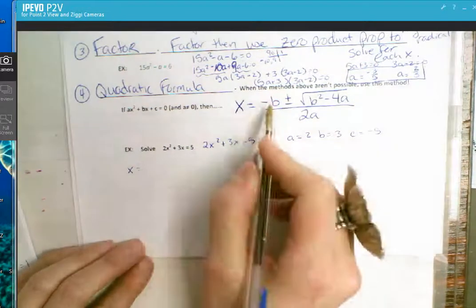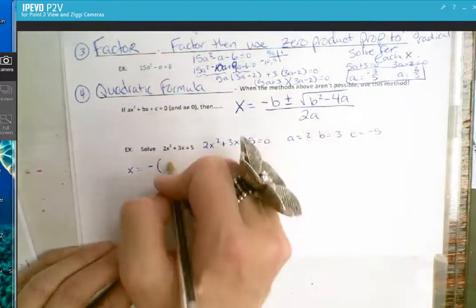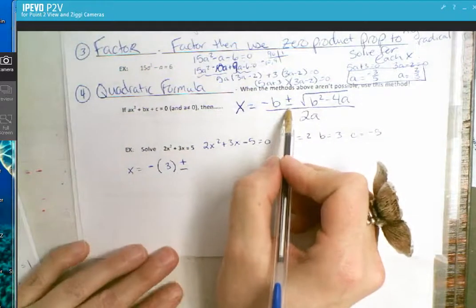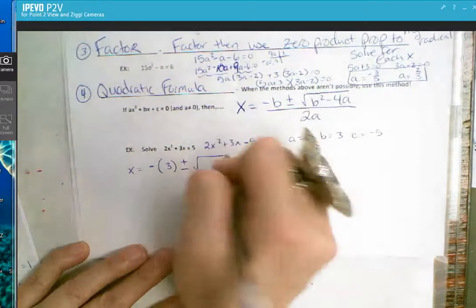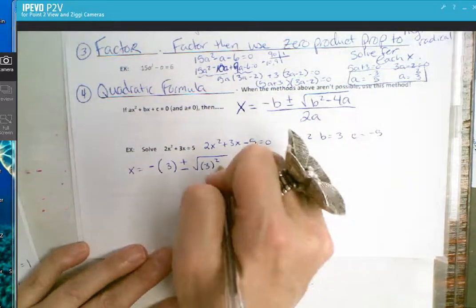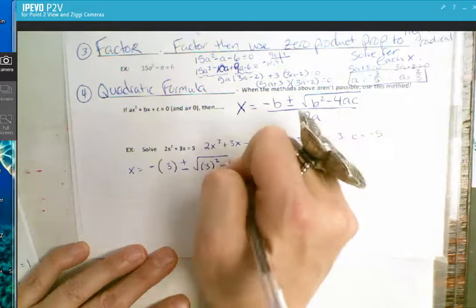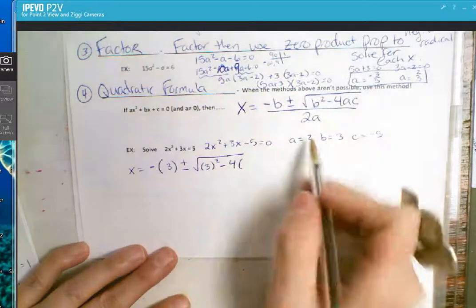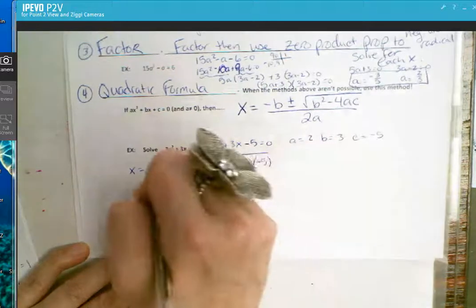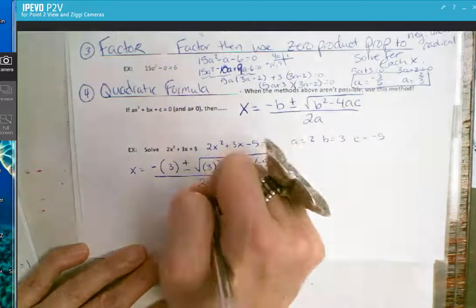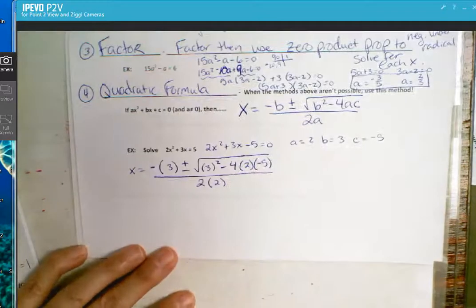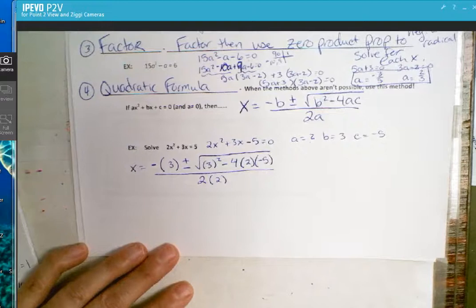So x is equal to a negative b. b is 3, so I'm going to put b in parentheses. Plus or minus, that's how I'm going to get my two possible answers, the square root of b squared. So anytime I substitute, I always put in parentheses. Minus 4ac. 4 times our a, which is 2, times c, which is negative 5. We're just being thorough, nice and slow. Over 2 times a, which is 2. And then it's just a matter of simplifying.